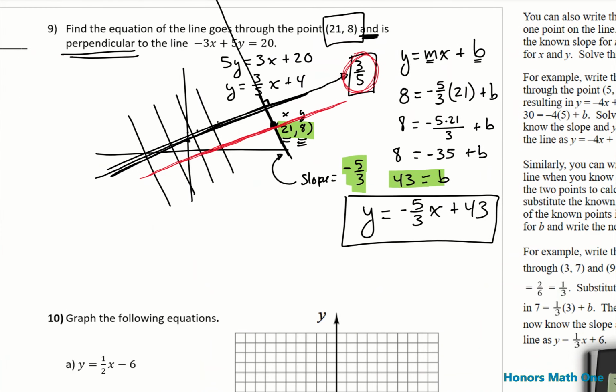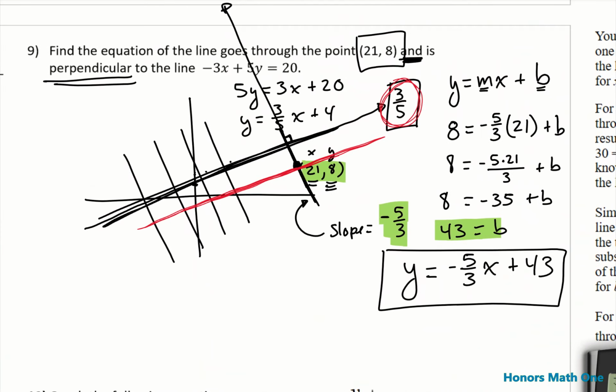But let's get back to, that's it. We were done with question 9. So our answer is y equals negative 5/3 x and then plus 43.